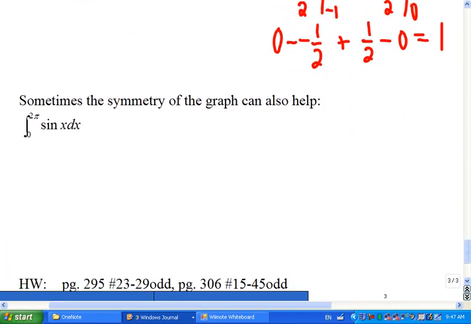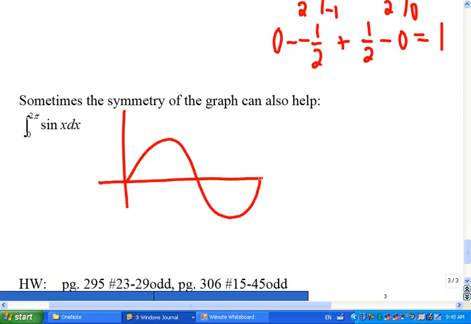So again, if you're thinking geometrically, the last thing you might want to think about here, there's actually no calculus to do if you give it some thought before you start. Here's what the picture looks like. Any idea what the area from 0 to 2 pi would be? 0? You're right. How come? Because they cancel each other out.